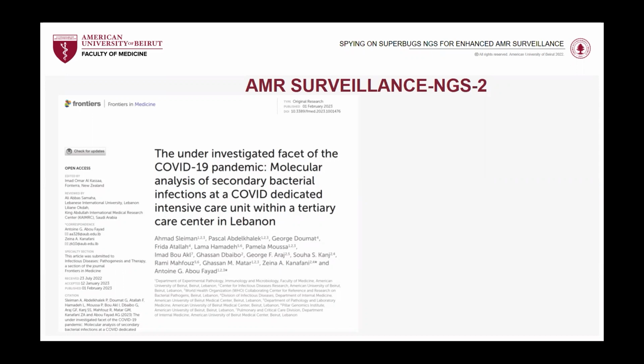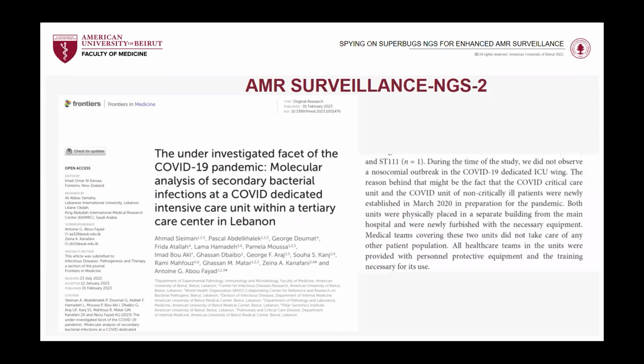And we've actually tried to see whether we're going to observe an outbreak of some sorts. However, since AUB always likes to be special, we found something that nobody else found. And that was attributed to a specific action taken at the hospital level. They actually did not do any COVID patients in the old building. They established a new unit for the COVID, including the ICU.